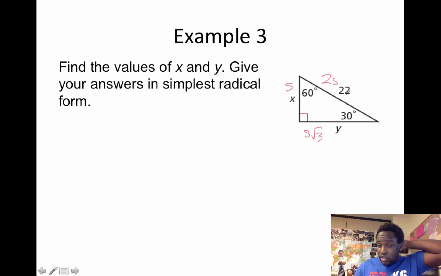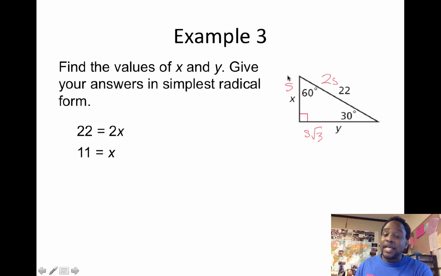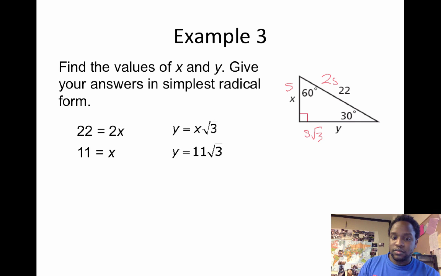we know that 22 is equal to 2x. We can solve for x, and we get that x is equal to 11. Since x is equal to 11, this length would be 11 radical 3. So x is 11, and y is 11 radical 3. So we have 11, 11 radical 3, 22. X, x radical 3, 2x.